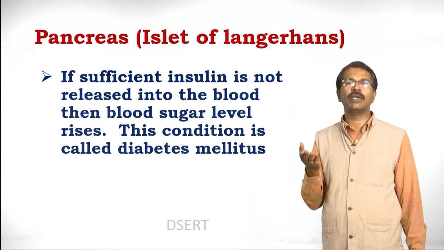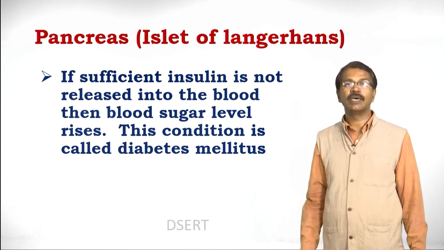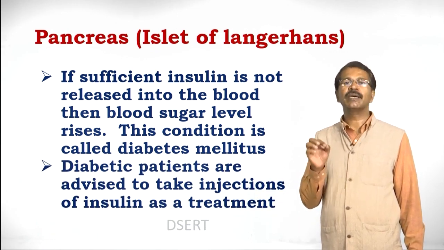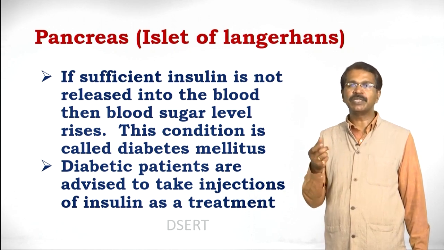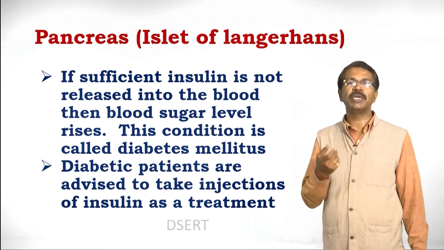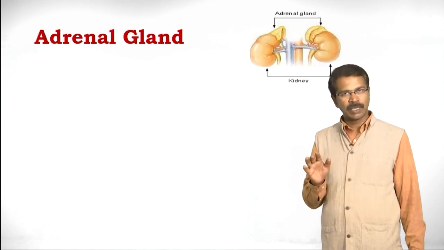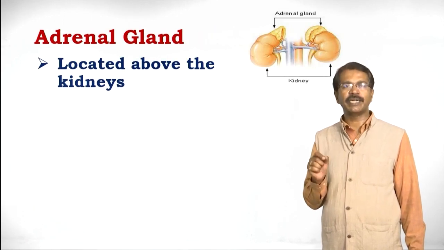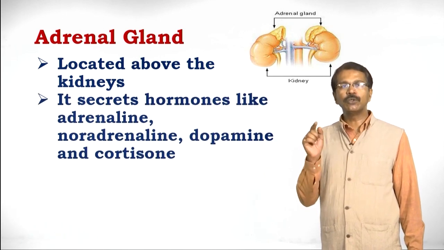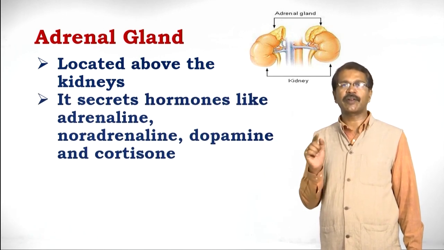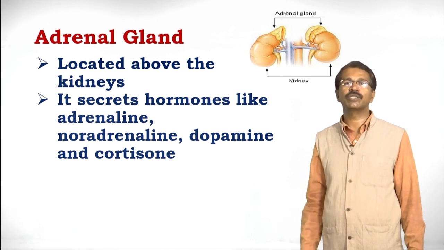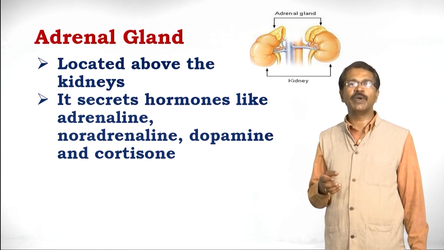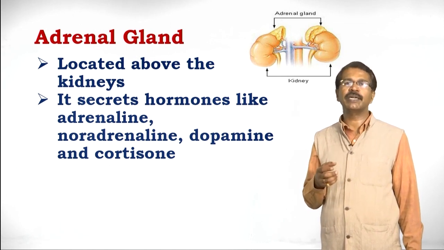Such a condition is called diabetes mellitus. Such patients are advised to take insulin injections. That means a specific quantity of insulin has to be injected into the blood. Next gland is the adrenal gland. The adrenal gland is located above the kidneys. It is usually pyramid-shaped or triangle-shaped. It secretes many hormones: adrenaline, noradrenaline, dopamine and cortisone, among which adrenaline is an important hormone.